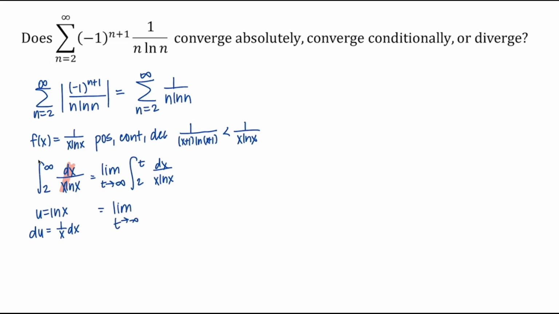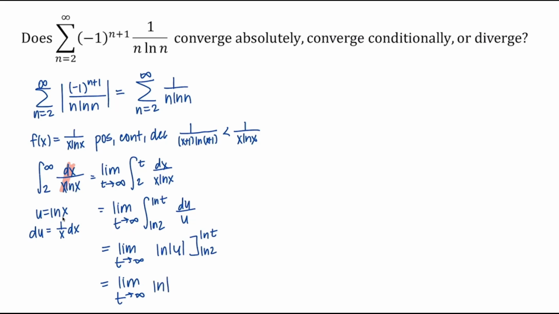The limit as t approaches infinity of my limits of integration: if I substitute 2 into ln x, it's going to be ln 2. And then up here, if I substitute in t, we're going to have ln t. And then we'll have just du over u. And so we have the limit as t approaches infinity of natural log absolute value of u, evaluated from ln 2 to ln t. So we have the limit as t approaches infinity of natural log of t minus natural log of 2. That's kind of fun.